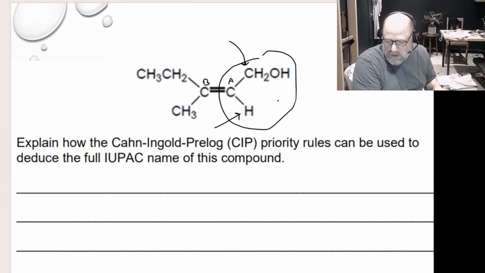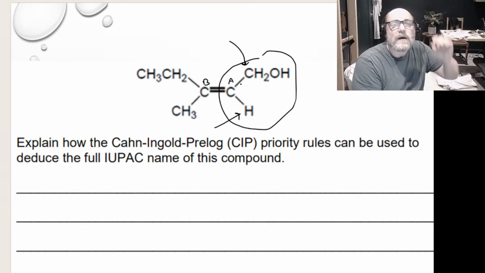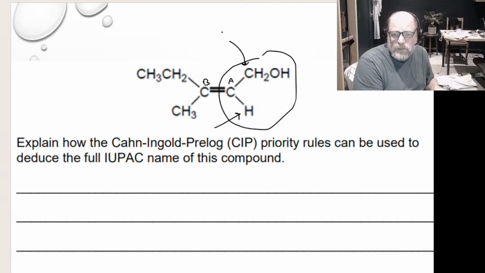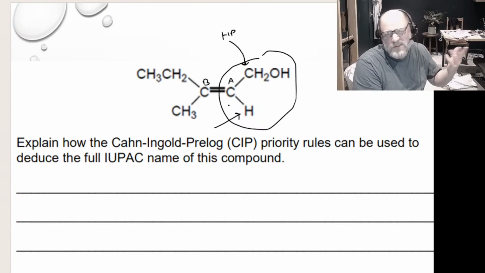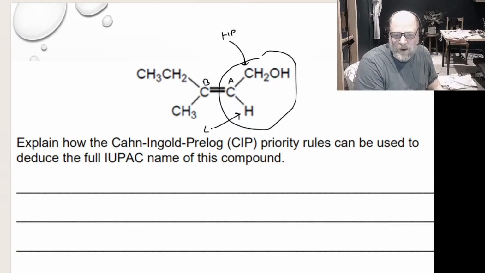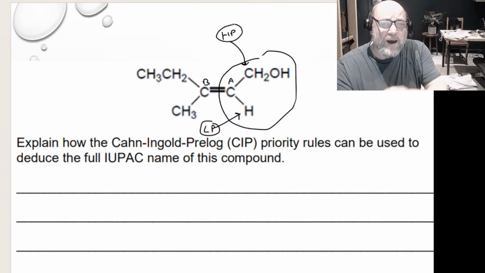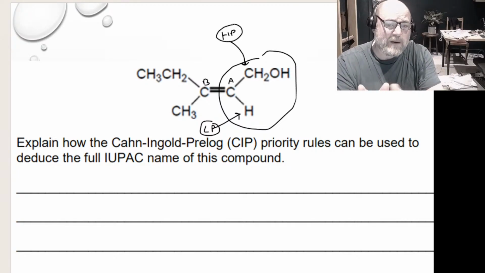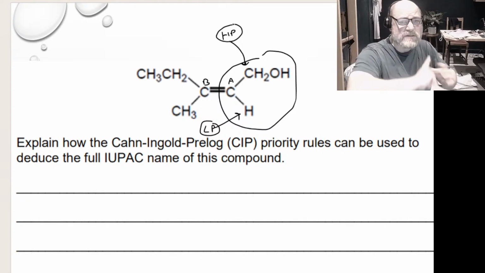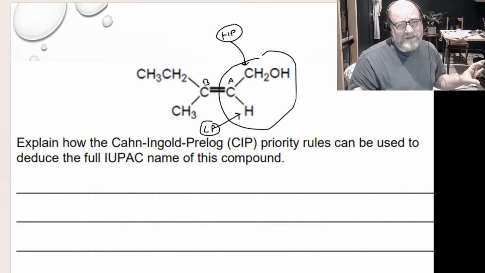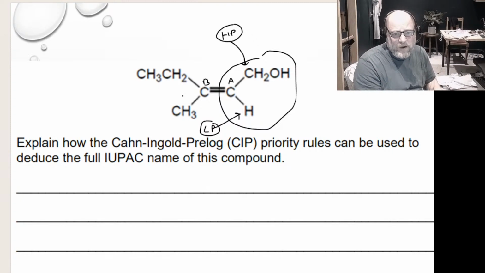So we would say to the examiner, look at the first carbon, the higher priority group is on top or above the double bond. It's not really above, but you know what I mean. And the low priority is the H. So you tell them the high priority is the CH2OH. Now I'd want to explain why, and I would say because carbon has an atomic number of 6, hydrogen has an atomic number of 1. You're spelling it out to the examiner, why that's high and low.